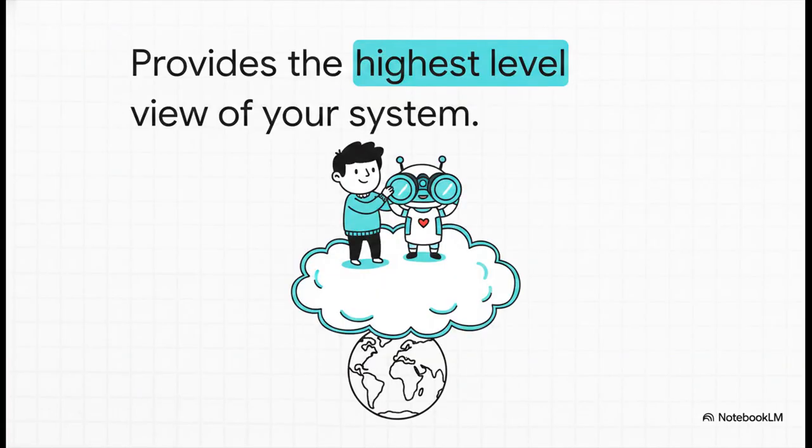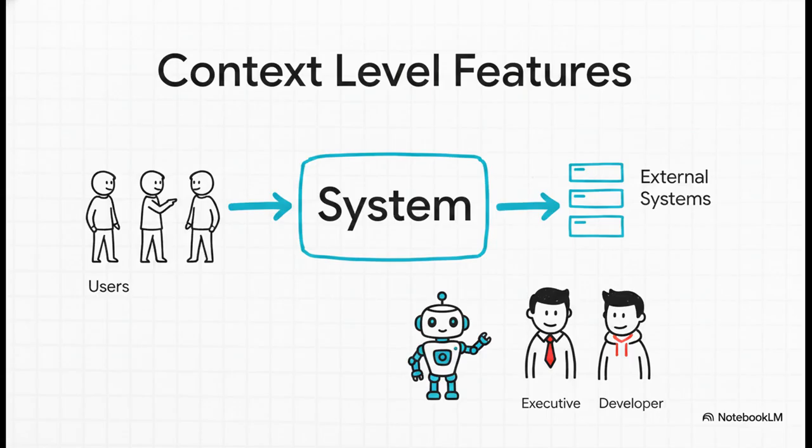Okay, start wide. Level 1 is the context diagram. This gives you the absolute highest level view. It maps external connections and shows how your system fits into the world. Perfect for execs and devs alike.